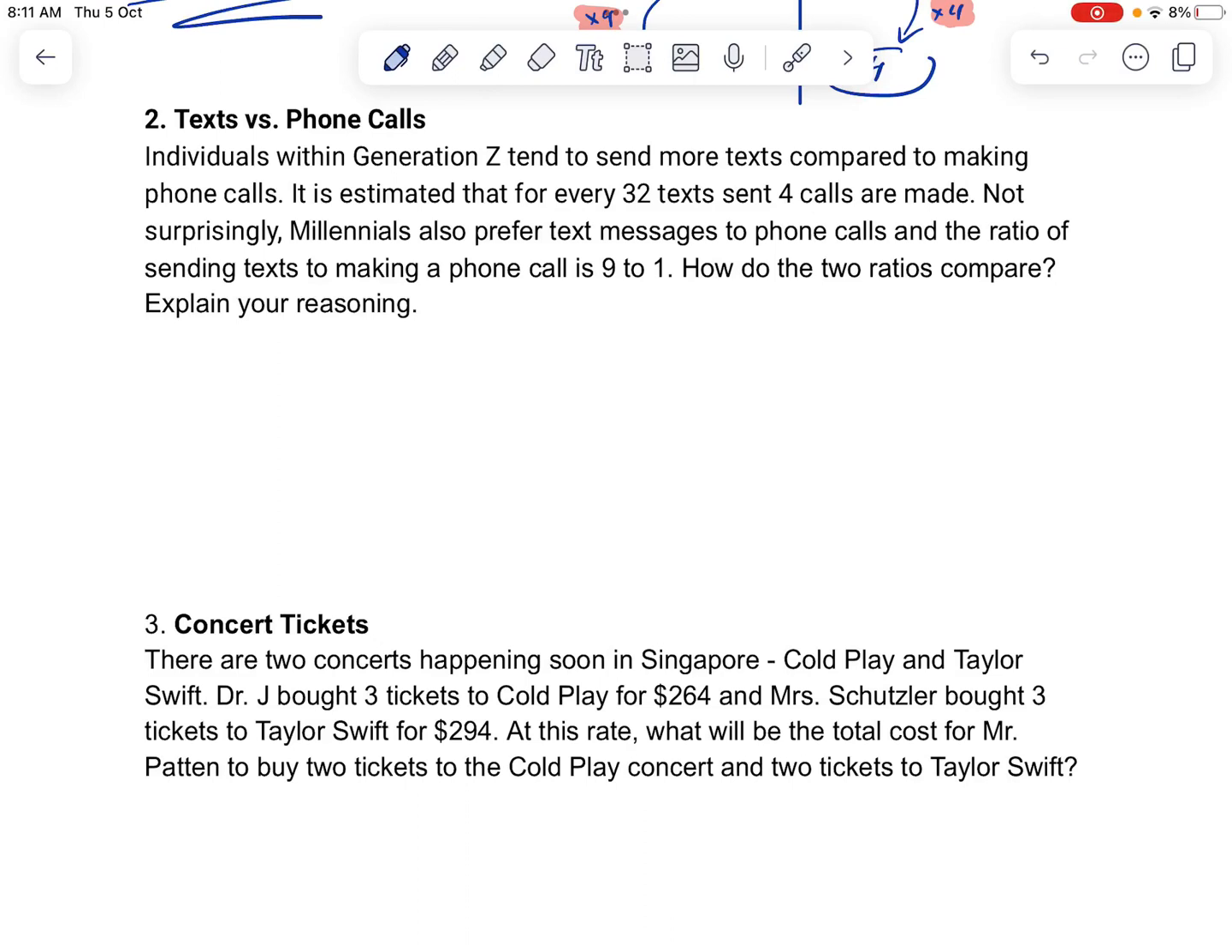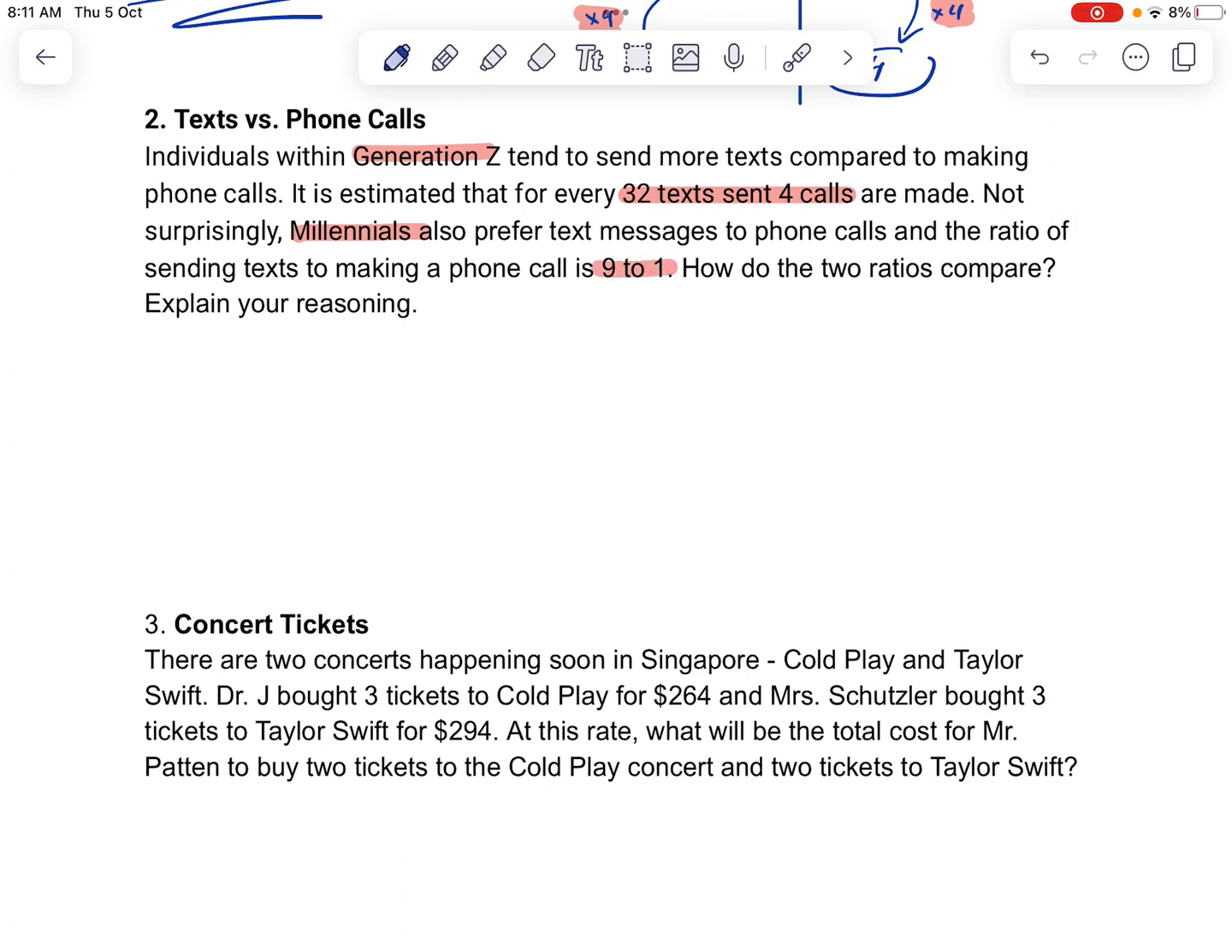Question number 2, texts versus phone calls. On this one, we're comparing two groups of people, Gen Z and millennials. Gen Z being a little bit younger group and the millennials being a little bit older group. For Gen Z, the ratio that they give you of text to phone calls is 32 to 4. And for millennials, it's 9 to 1.